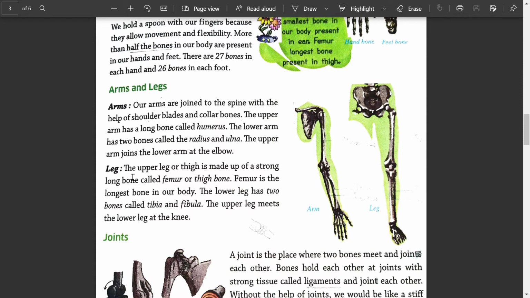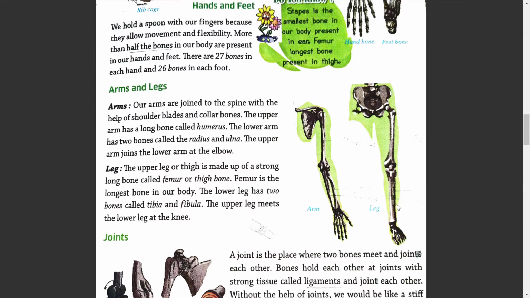So moving to the leg, the upper leg or thigh is made up of a strong, long bone called femur or thigh bone. So this is the thigh bone. This is the longest bone. Femur is the longest bone in our body. The lower leg has two bones called tibia and fibula. So you can see there are two bones: this is tibia, this is fibula.